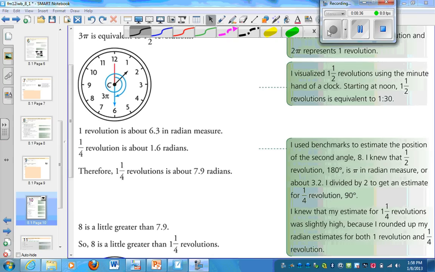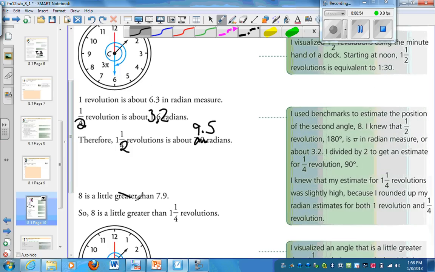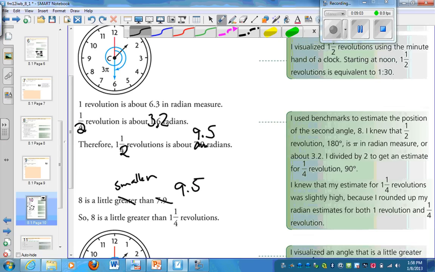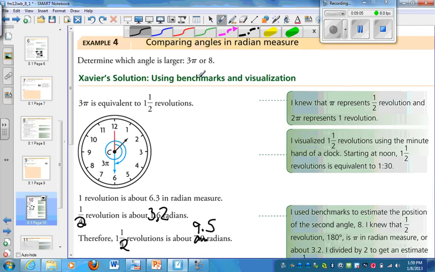Yeah, they have, sorry, a mistake here. This should be 1/2. I was reading it and thinking 1/2 is about 3.2. So 6.3 plus 3.2 should be 9.5. Okay, so 8 is a little smaller than 9.5. So in other words, 8 is a little smaller than 3 pi. Okay, and that makes sense a couple of different ways.